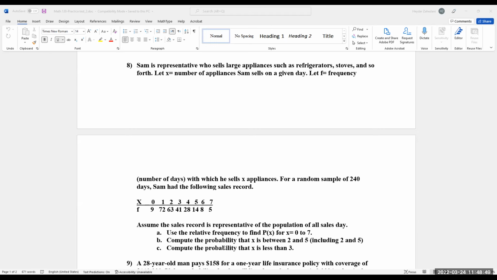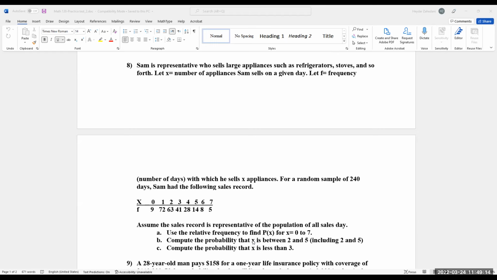So what they ask you is to use the relative frequency to find the P of X for this table. You see, probability of getting the X. You don't have the P of X. This is the difference between this problem and any other problem that you're going to have. So in order to get the P of X, you know that they tell you that this is relative frequency probability.